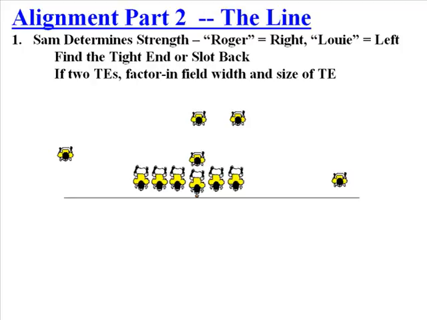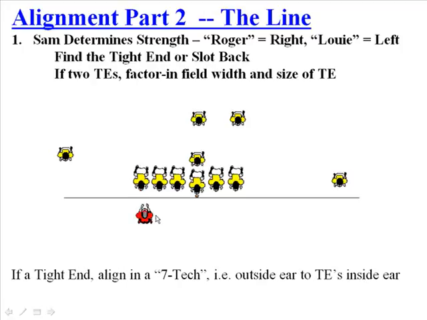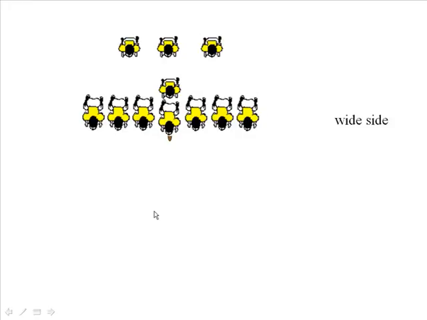So in this particular case, looking at this formation here, we can see that the tight end is on the left. So our Sam linebacker is going to yell out, "Louie, Louie, Louie," and he's going to align himself in a 7-tech position, okay, with his outside ear towards the inside ear of the tight end. This is a 7-tech right here. He's going to line up to the inside in a 2-point stance.